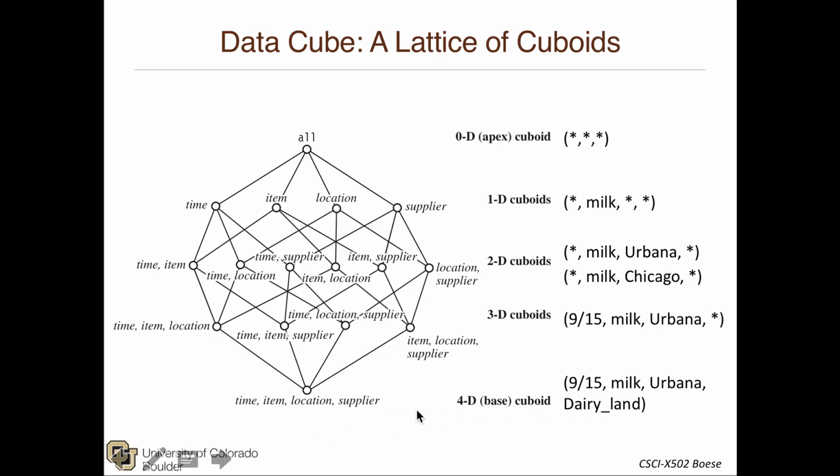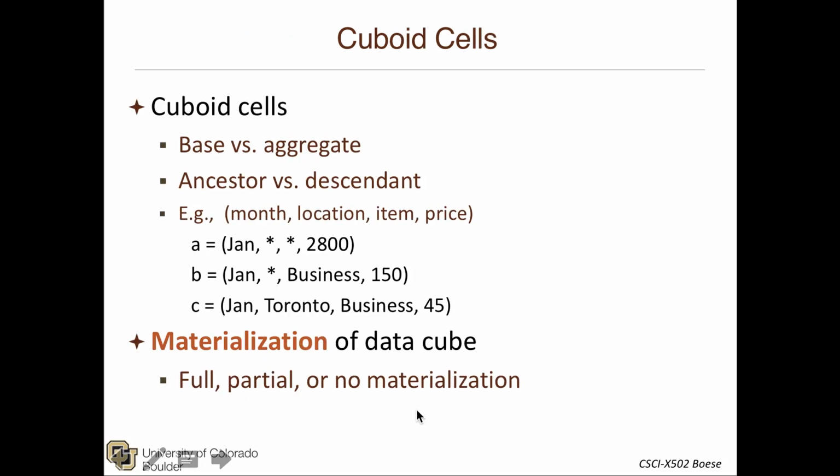So with our cuboid cells, our base is the raw data. And then when we talk about ancestors or descendants, the ancestor is where it sits in the hierarchy of the cuboids. So here, again, we've got month specified as January. We don't care which location, so we want to grab it for all locations. So this is the many, just like in regex. Item, all of them, and then a specific price, 2,800.